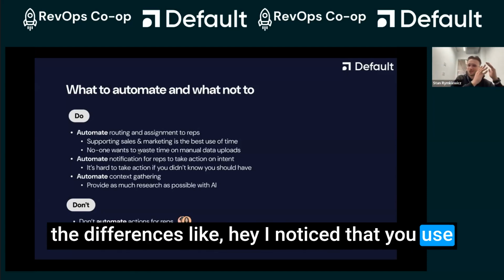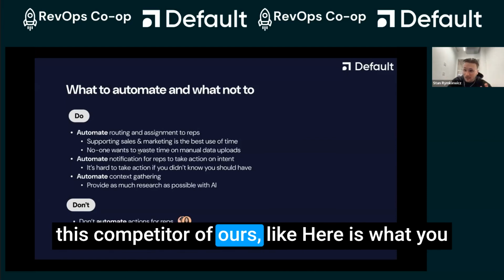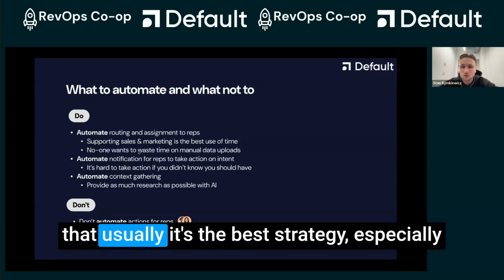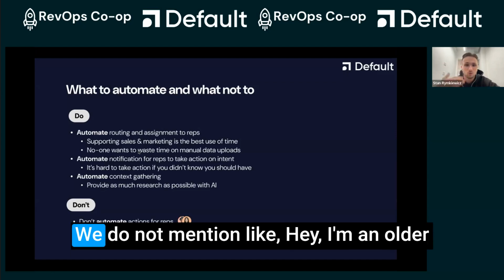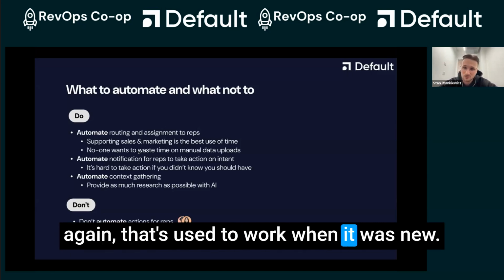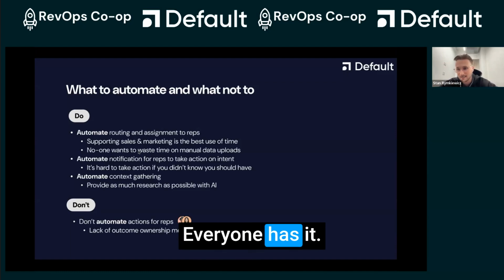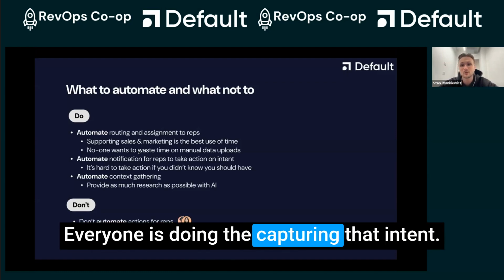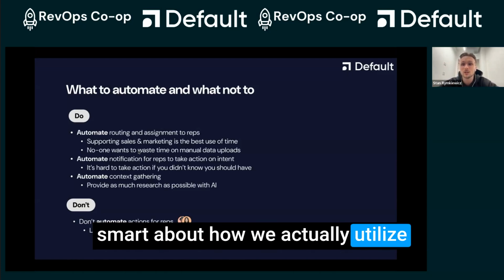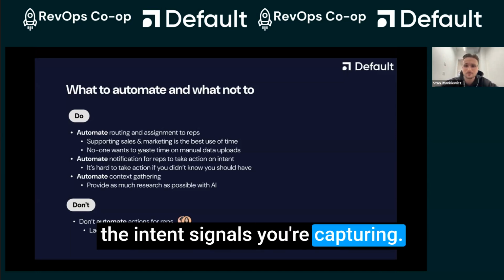Like, hey, I noticed that you use this competitor of ours. Here is what you might be experiencing with that specific vendor. Does that resonate? That usually is the best strategy, especially when it comes to intent signals. We do not mention, like, hey, I noticed you visited our website, because that used to work when it was new. Now it's not new. Everyone has it. Everyone is capturing that intent. So we have to be more strategic and smart about how we actually utilize the intent signals we're capturing.